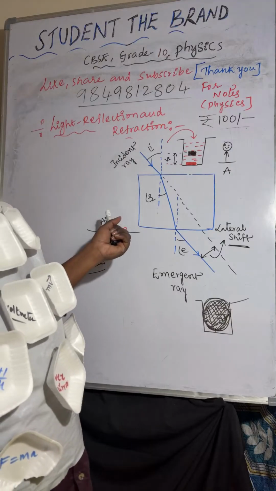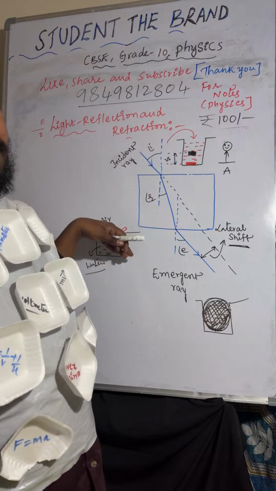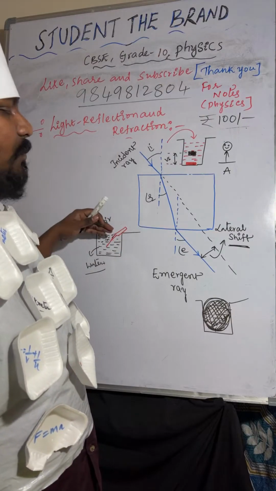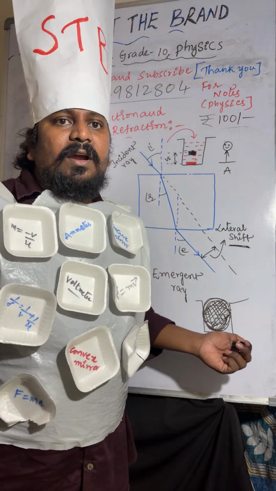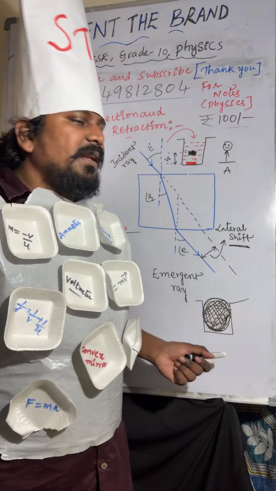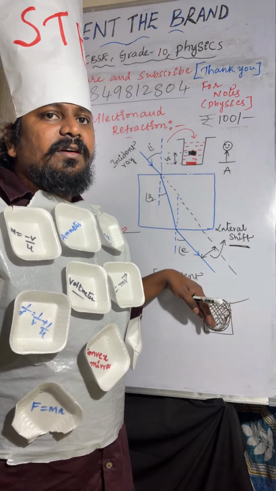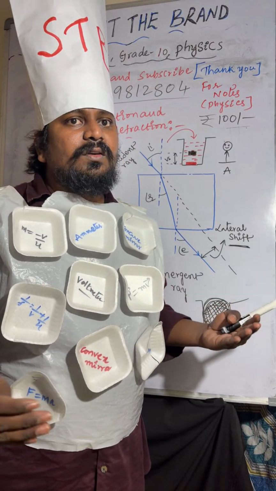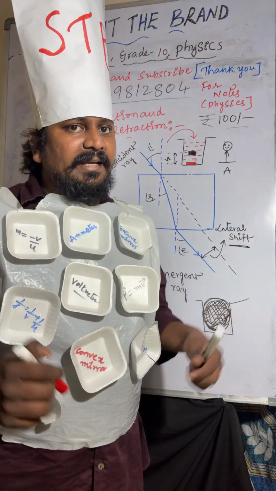If you place the pencil inside the beaker with water in it, at the interface between air and water, the pencil appears to be bent. And one more point: if you place a lemon inside the beaker, it appears bigger. It appears bigger due to refraction of light. So these are the refraction of light examples.